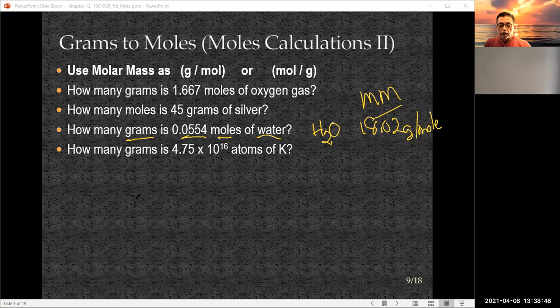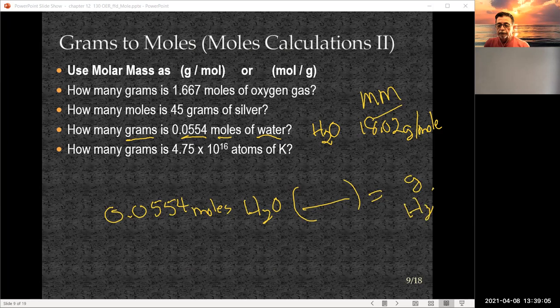Okay, so write down what we're given, which is 0.554 moles of water, H2O. Obviously, we need a conversion factor here. Based on the problem, we need to get to grams of water. So grams is in the numerator and moles is in the denominator. Again, that's one way to keep track that you're going in the right direction. So the molar mass goes in here: 18.02 in 1 mole.